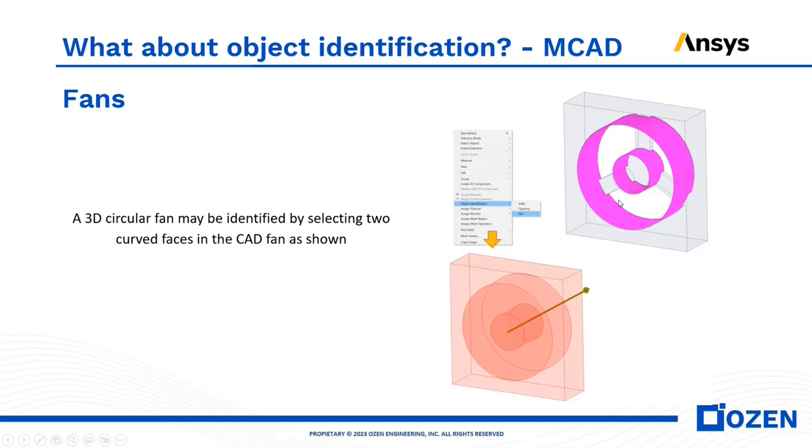If we have a fan, like a standard fan, we have the characteristic curve, we have the information, then we may want to simplify it to one of the fan models that we have in Icepak, and we can include all that information in the setup, right?